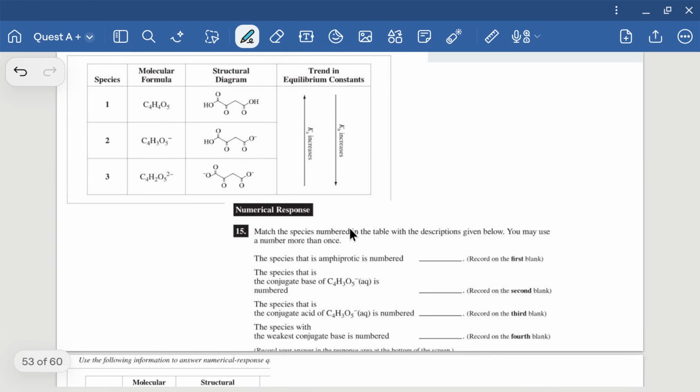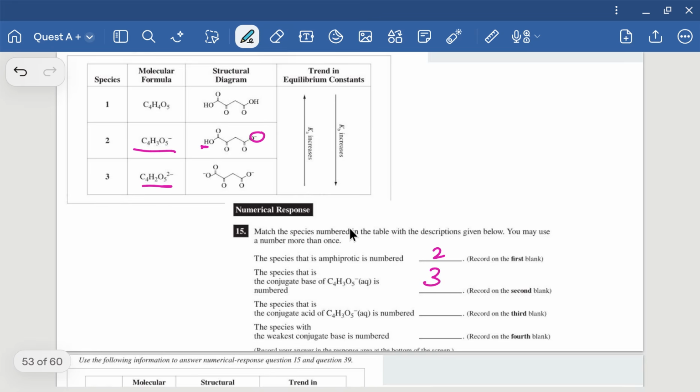Over here, looking at some trends about Ka and Kb, matching the species. The one that is amphiprotic, so to be amphiprotic, you have to be able to donate a hydrogen and accept a hydrogen. So that looks like it is number 2, right? We can donate this hydrogen and accept. The species that is a conjugate of C4H3O5, so this one, we're looking for a difference of just 1 hydrogen. So looking up for that difference there, could be number 3. I feel like we could put number 1 too.